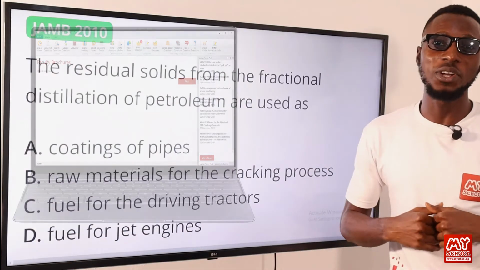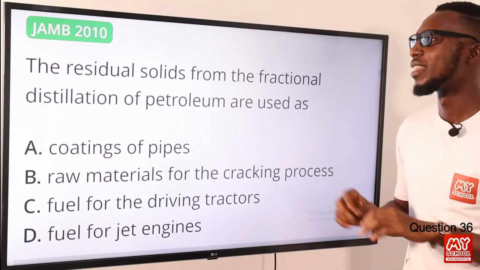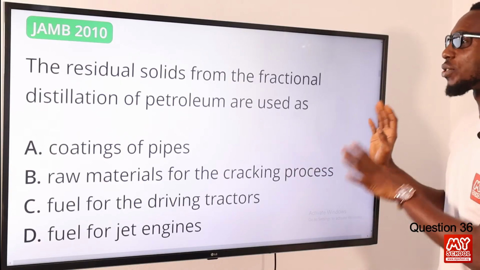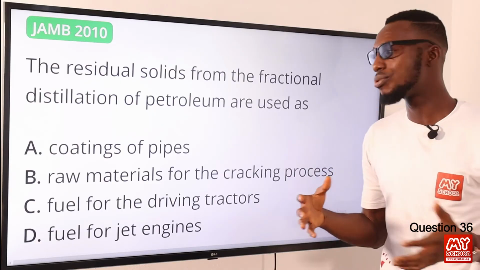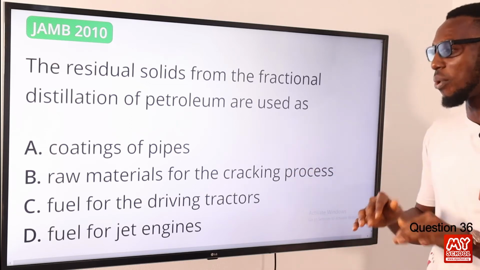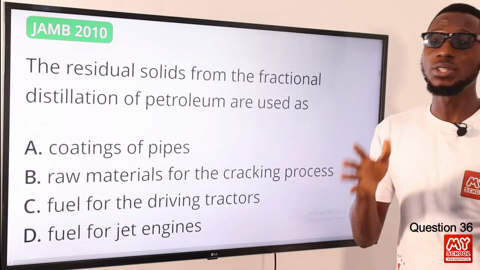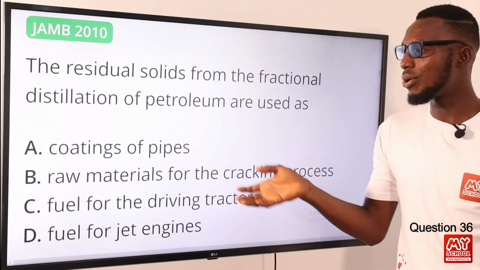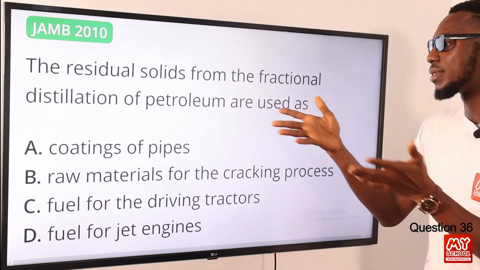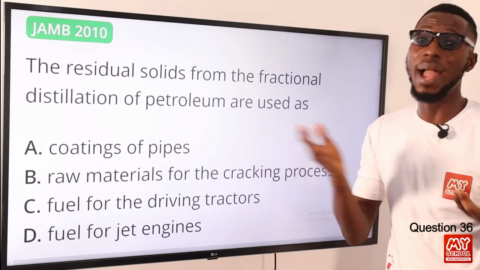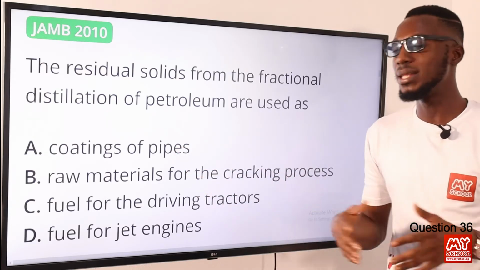So join me as we solve question 36. The residual solids from the fractional distillation of petroleum, or I can say crude oil, are used as what? Okay, so they are used as coating of pipes. We are talking about residues like bitumen and others. You can use this for pipe coating, as protective paint and the like.